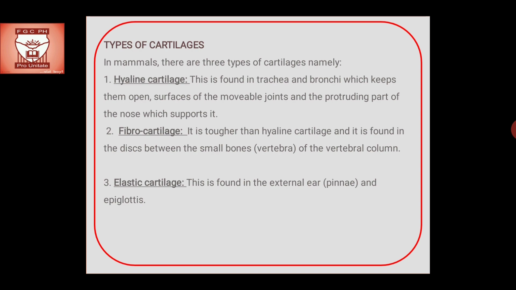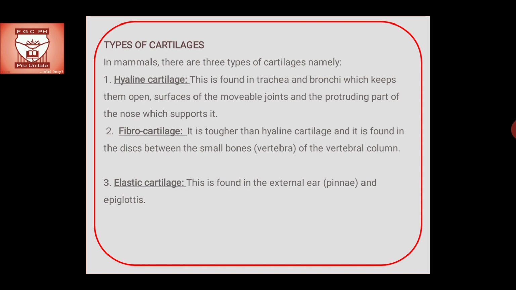This cartilage we are talking about is of different types. In mammals, we have 3 of them. The first one is the hyaline cartilage. The second one is the fibro-cartilage. And the third one is the elastic cartilage.